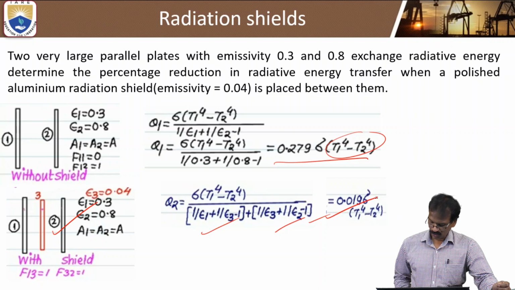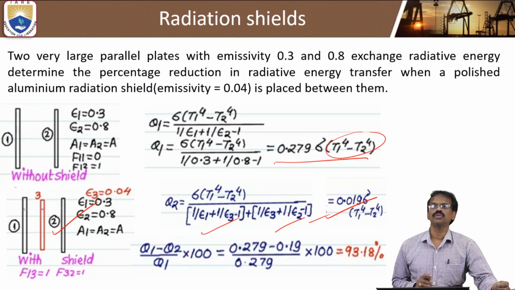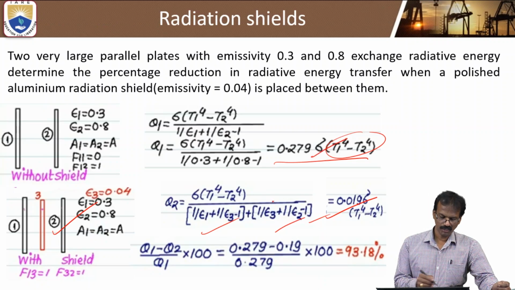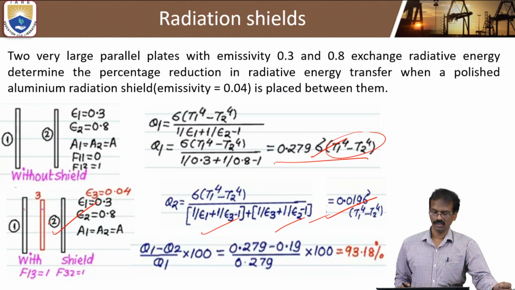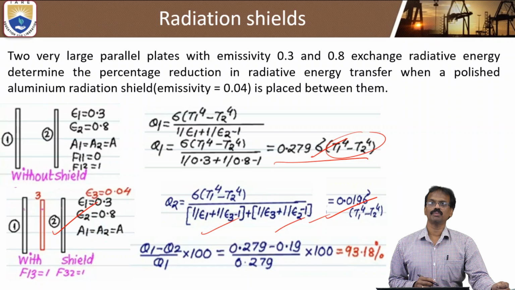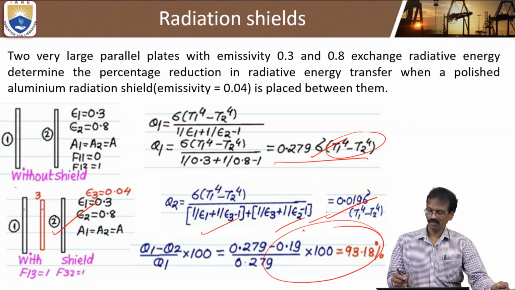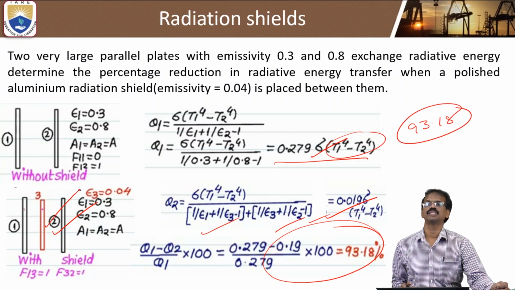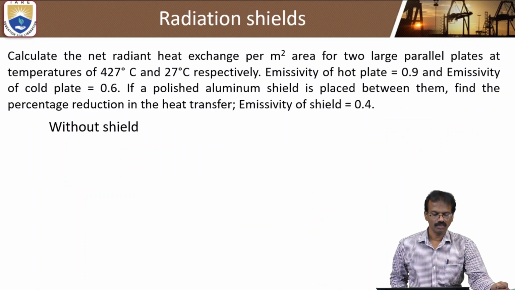Then the percentage of heat transfer reduction. Q1 is more. By placing the shield, automatically the heat transfer rate will be decreased. So Q1 minus Q2 by Q1 into 100. So 93% has been decreased due to the effect of this shield. Okay, so we'll see one more numerical.